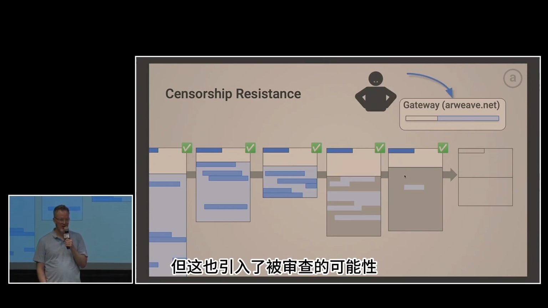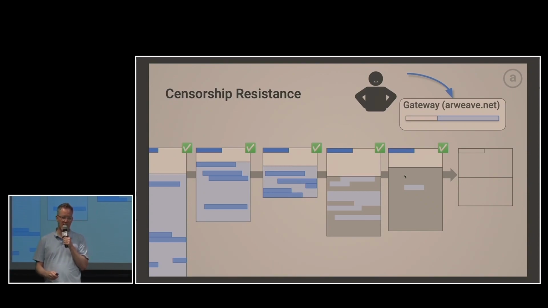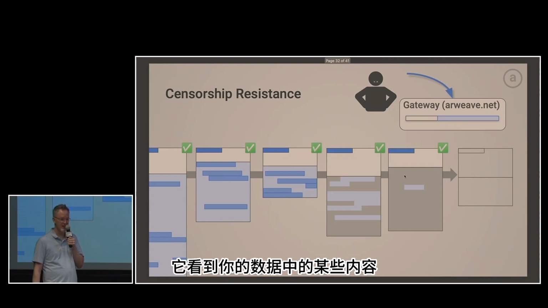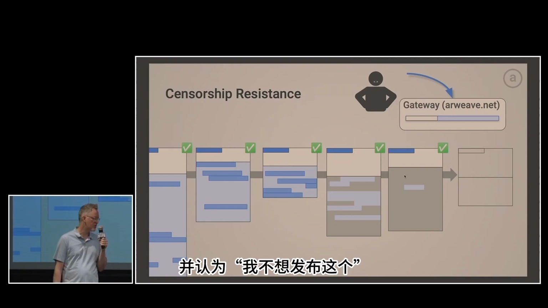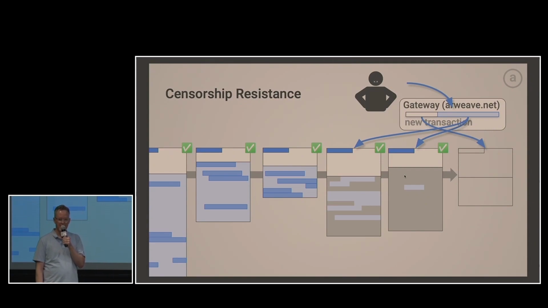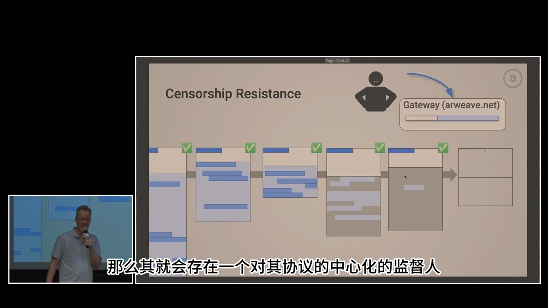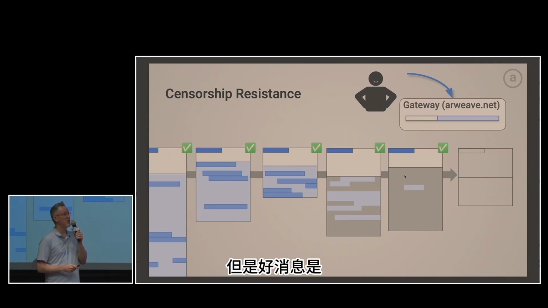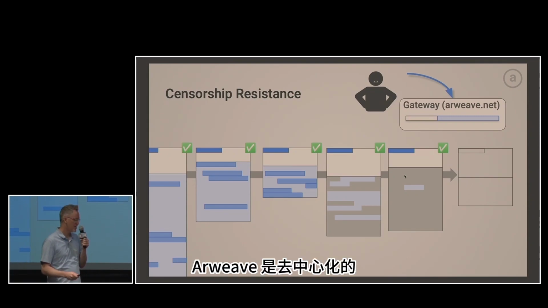But it also introduces the opportunity for censorship. Say the gateway didn't like the transaction. It saw something in your data and it's like, I don't want to post this. It could just throw it out. But if that was the whole story, I'll go back because this slide's a little easier to see. If that was the whole story, then Arweave would have a centralized gatekeeper to its protocol, and it wouldn't be completely decentralized. But the good news is Arweave is.